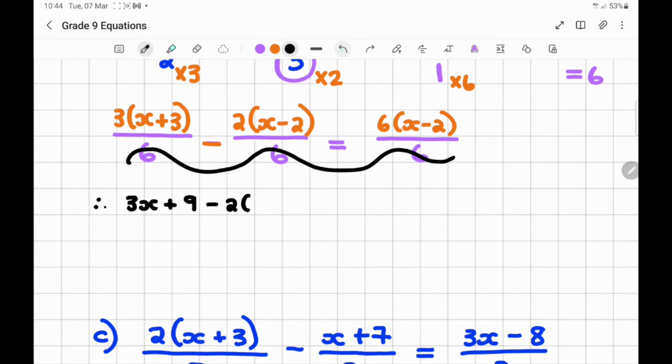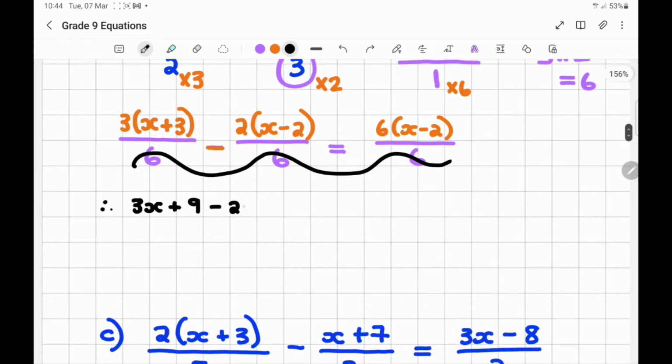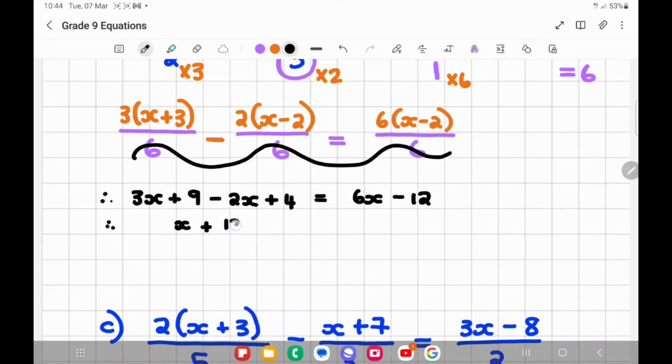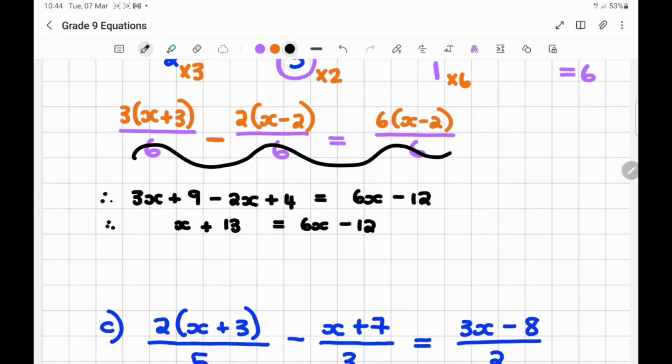Okay, so then I'm going to do it. Negative 2 times x is negative 2x, and a negative times a negative is a positive. 2 times 2 is 4. 6x minus 12. All right, simplify each side. 3x minus 2x is x. 9 plus 4 is plus 13. That side, there's nothing else to be simplified.